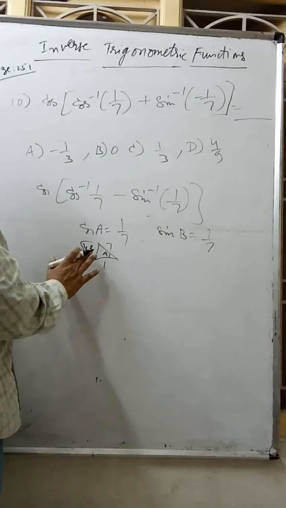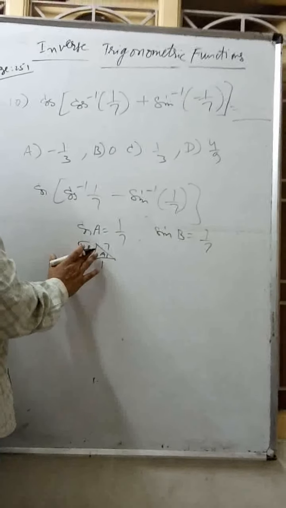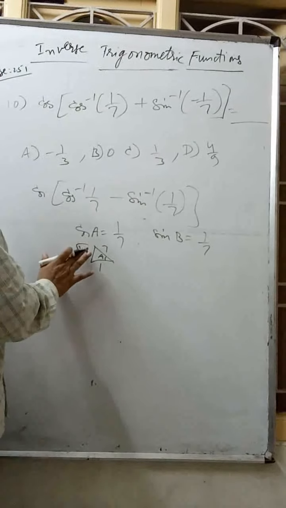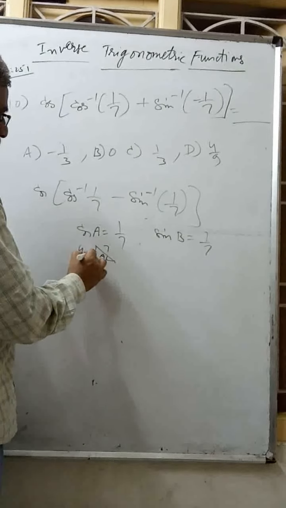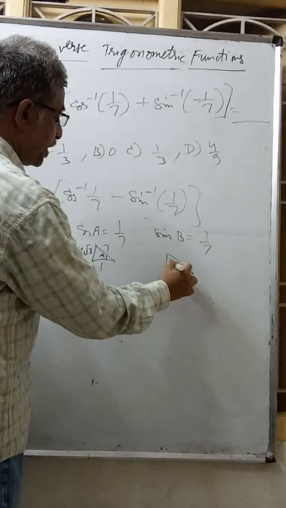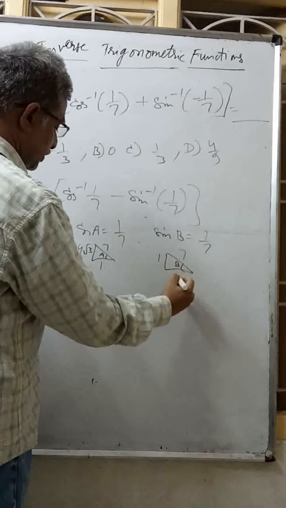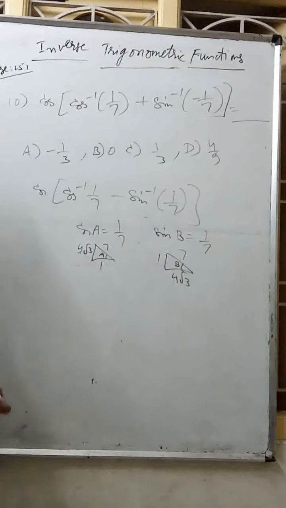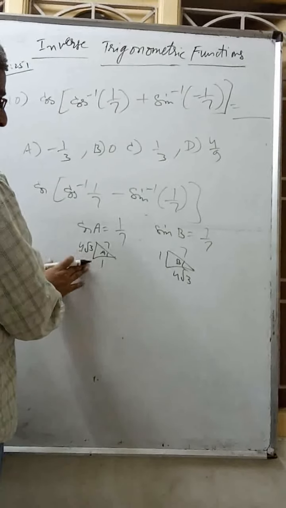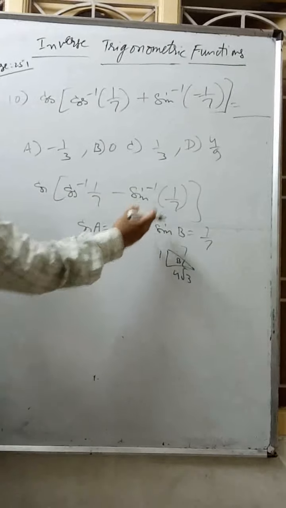Root 48 means 16 times 3, so 4 root 3. This is also B, if I take opposite by hypotenuse. So this is 1, this is 7, this is 4 root 3. From this I can find cos A and sin A. From this I can find cos B and sin B, already given.